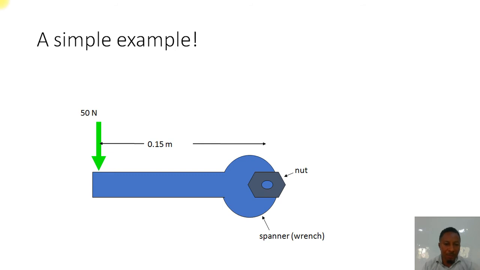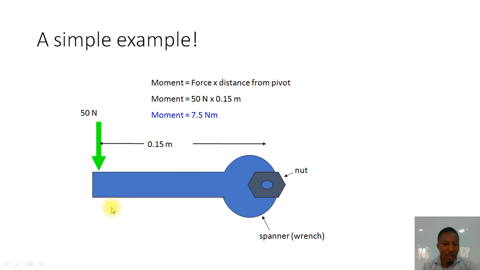Now, a sample example. If you have a spanner of length 0.15 meter, and then you apply a force of 50 Newton on one end, it will exert a moment.